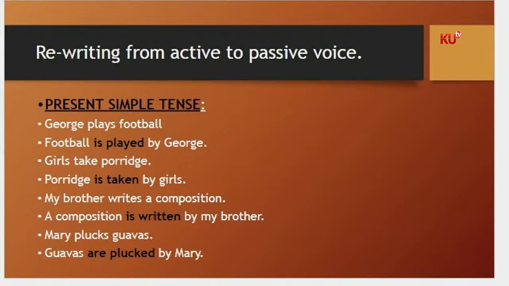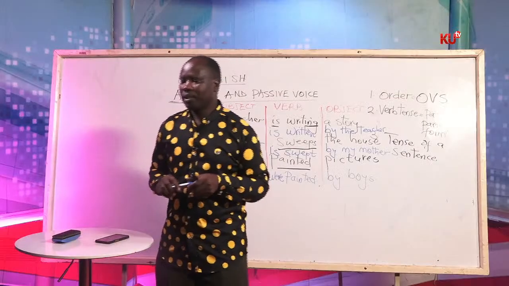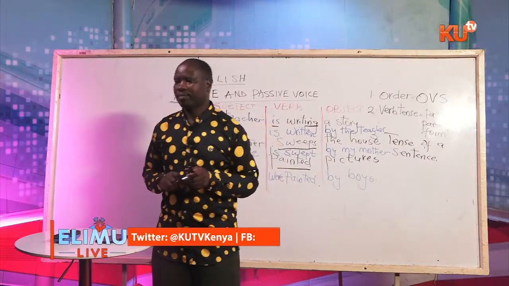The second one, we have girls take porridge. We shall say porridge is taken by girls. Number 3, my brother writes a composition. A composition is written by my brother. Mary plucks guavas. Guavas are many, so we say guavas are plucked by Mary. Then let's go to the next slide. We see past simple tense.